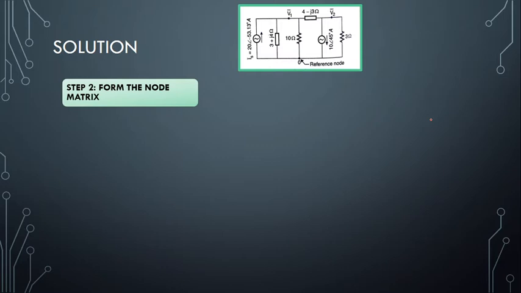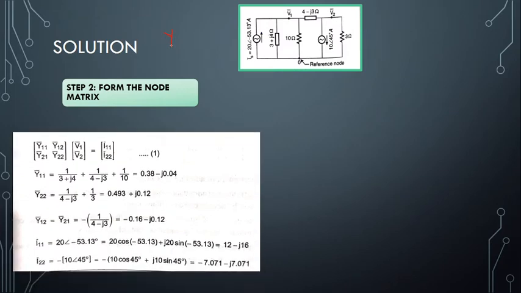Step 2. We are going to form the node matrix. The node matrix is usually defined in terms of admittance. Admittance means it is Y. So I'm going to define the node matrix in terms of Y. We saw that there are two node voltages, so it is a 2 cross 2 matrix. It will be Y11, Y12, Y21, Y22 times the two voltages V1, V2 is equal to, and what are the sources present in the circuit? There are two current sources, so we name them I11 and I22. I hope you're clear with this.